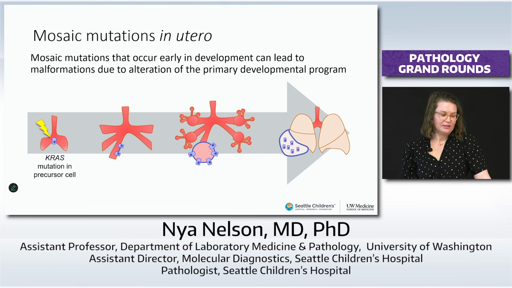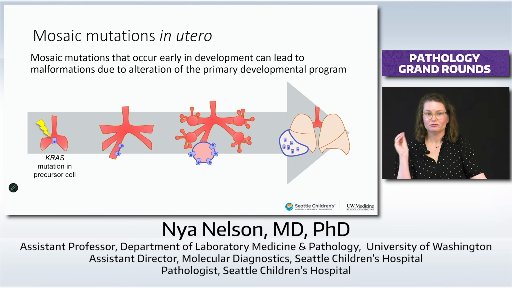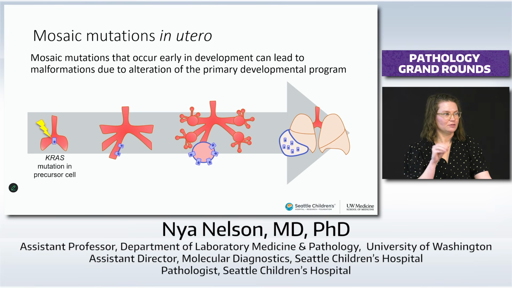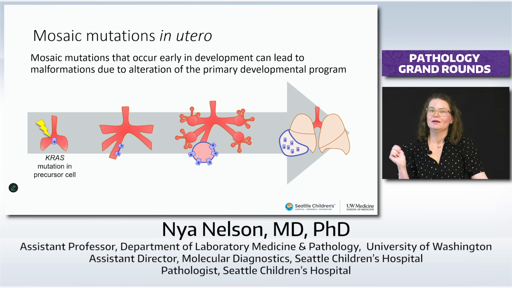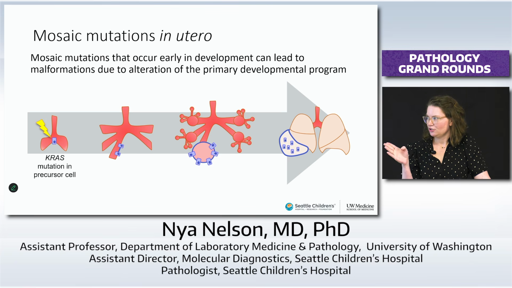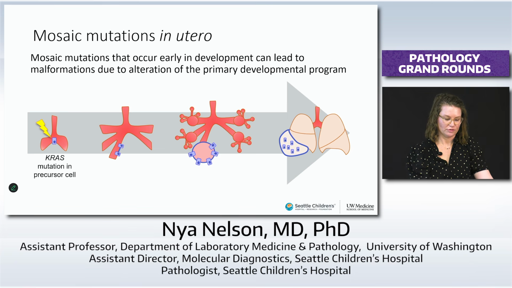And so the idea here is that mosaic mutations that occur early in development lead to malformations because they in some way alter the primary developmental program within that cell. So shown here is an example of a congenital pulmonary airway malformation, where we think that a KRAS mutation occurs really early on in lung development, probably during early lung budding. And it's from that initial KRAS mutation that the malformation is then derived.